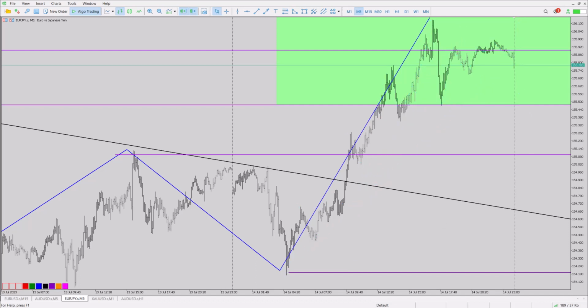Now, let me draw properly. So again, at the end of this, this is the last part of the previous trend in the higher time frame. We break it down again. We connect the highs and lows.